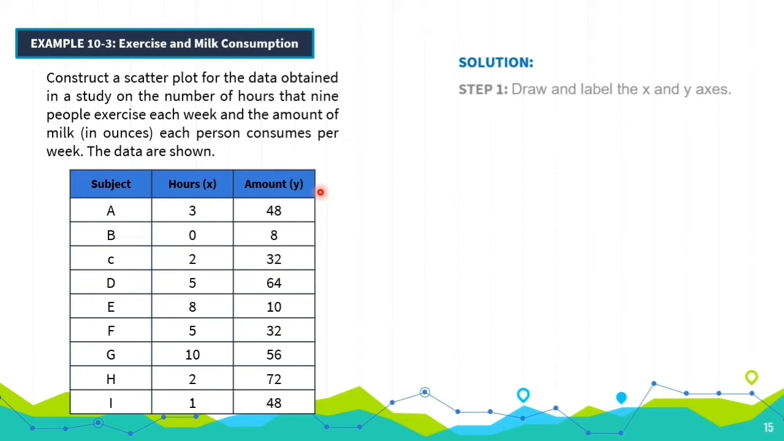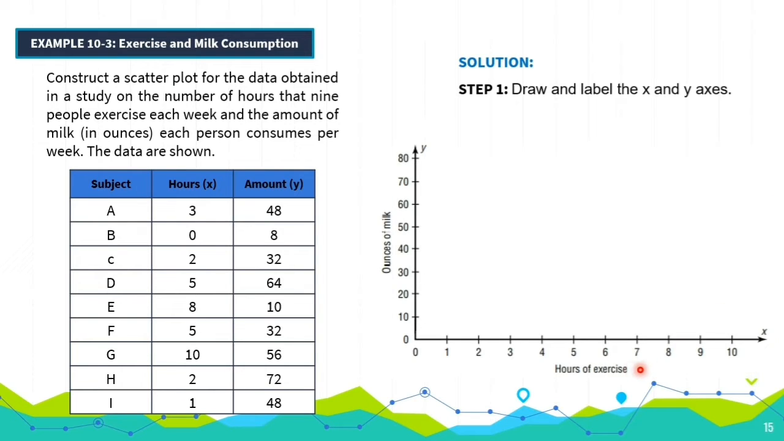So for our solution, we draw and label the x and y axis. For the x-axis, we have hours of exercise, and for the y-axis, we have the ounces of milk. And for step 2, we plot each point on the graph. So for subject A, we have x is equal to 3 and y is equal to 48. And this is the point.